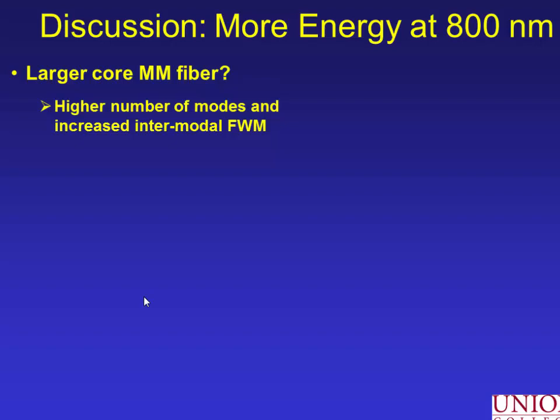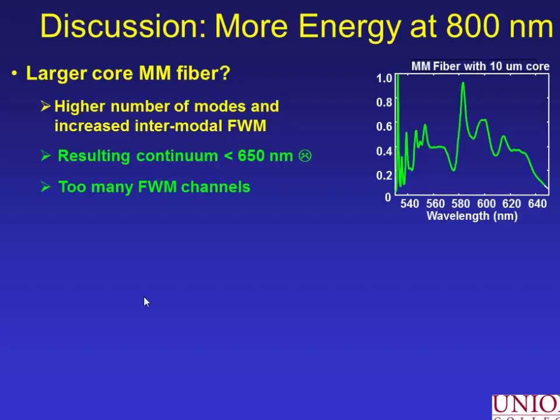As far as trying to scale to higher energies, are larger cores possible? Maybe the higher number of modes in the larger core fiber can lead to increased four-wave mixing. But when we actually tried that experiment, with the larger core fiber we did get a continuum, but it didn't extend very far in wavelength, only about 650 nanometers. So in the end, probably what's happening is that if you have too many modes, then you have too many channels, and your energy tends to get diluted. So you can't get to high enough wavelengths through this process.